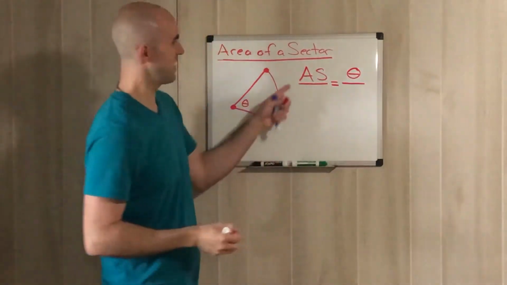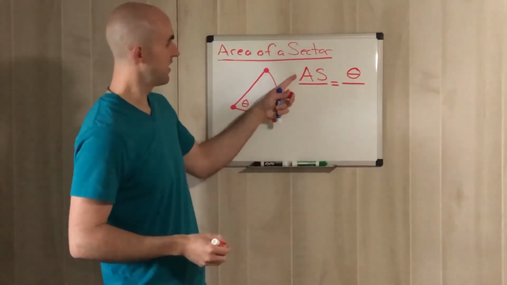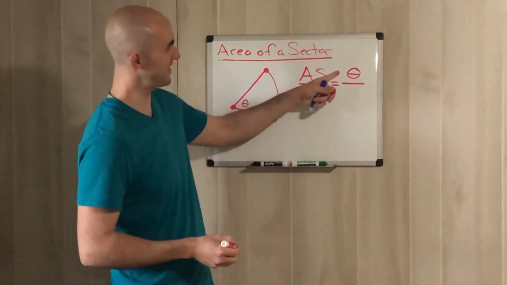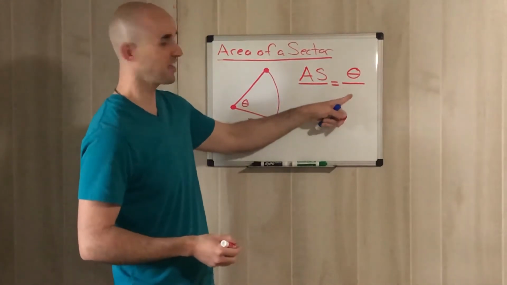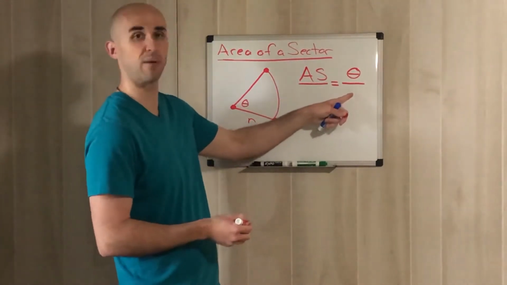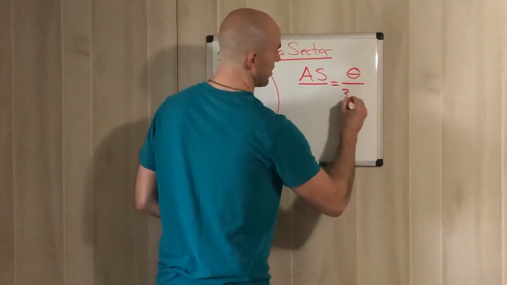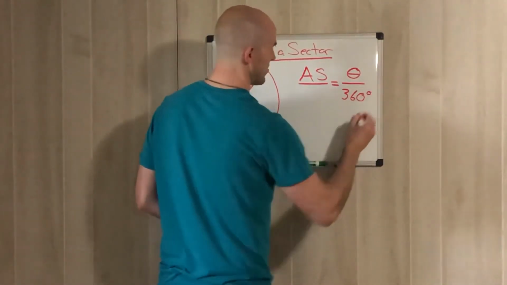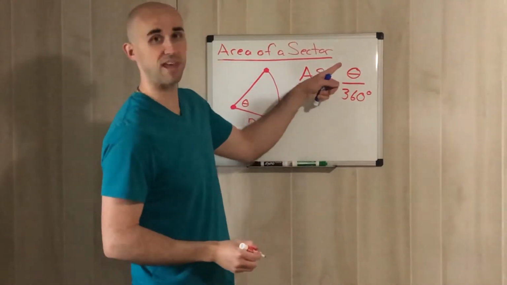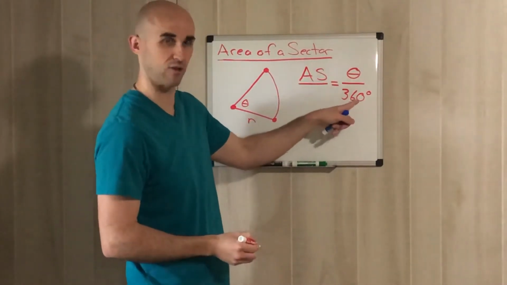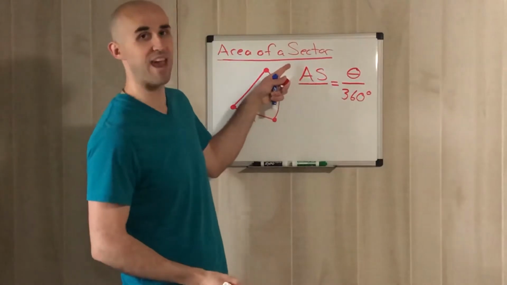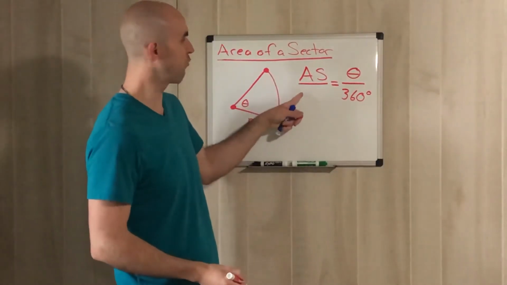So think of it this way. That's a part of the area. This is going to be the whole area. That's a part of the angle. This is going to be the whole angle. And since we're talking about a circle, you know that a circle automatically adds up to 360 degrees, right? So you have a part of the angle out of the whole circle, 360. We have a part of the area of the circle over the whole area.